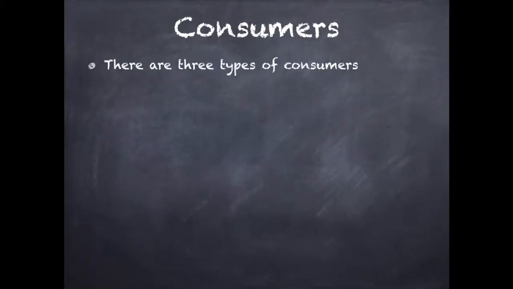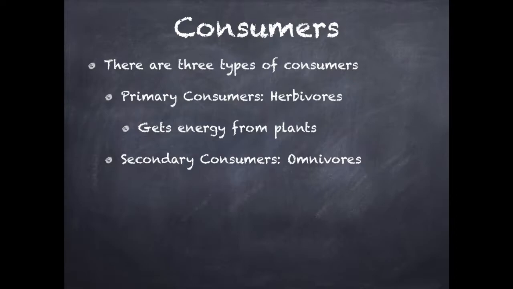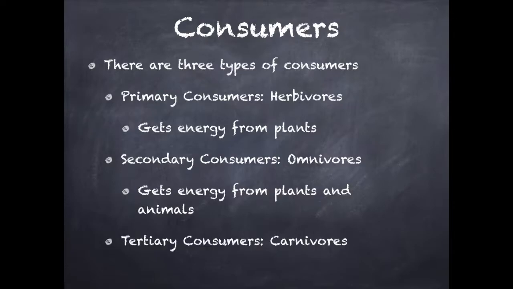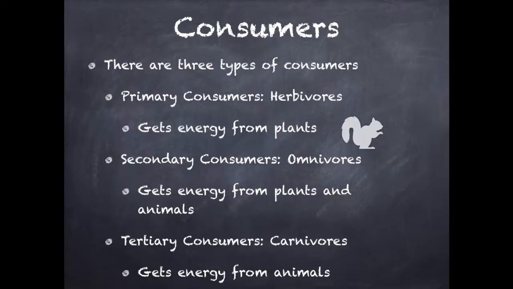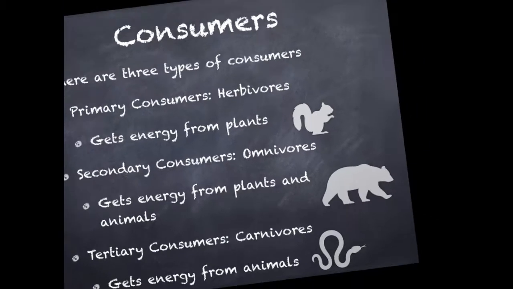Now, when we talk about consumers, we need to know that there are three different types of consumers. There are primary consumers, which are herbivores, who only get their energies from plants and only eat plants. The secondary consumers are next, and they are omnivores, who get their energies from plants and animals. And lastly, we have tertiary consumers, which are carnivores, who get their energy from animals only. An example of a herbivore is a squirrel, because it only eats plants. An example of an omnivore is a bear, because it eats plants and animals. And an example of a carnivore is a snake, because it only eats animals.